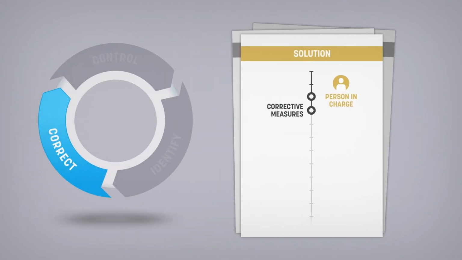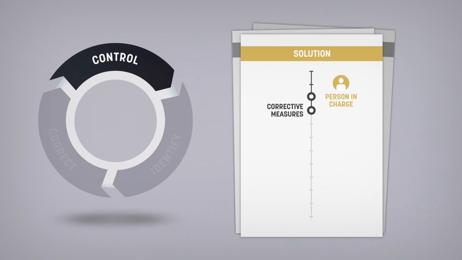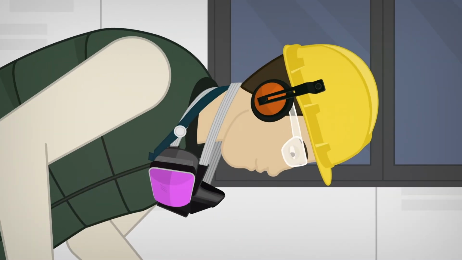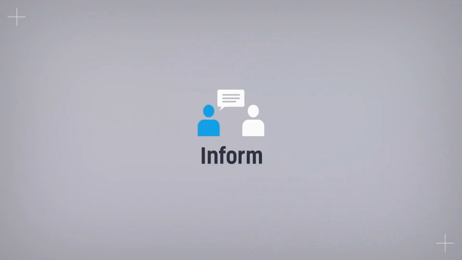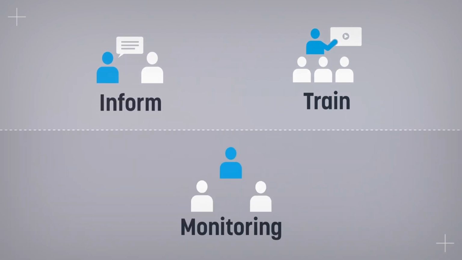Once the hazards have been corrected, it's time to put the controls in place. This step helps ensure that the chosen solutions are both effective and sustainable. Because even if the chosen solution is the best one, it might not be properly understood or enforced by your workers. So it's important that you properly inform and train your workers and establish a monitoring system to ensure that the new controls are enforced.